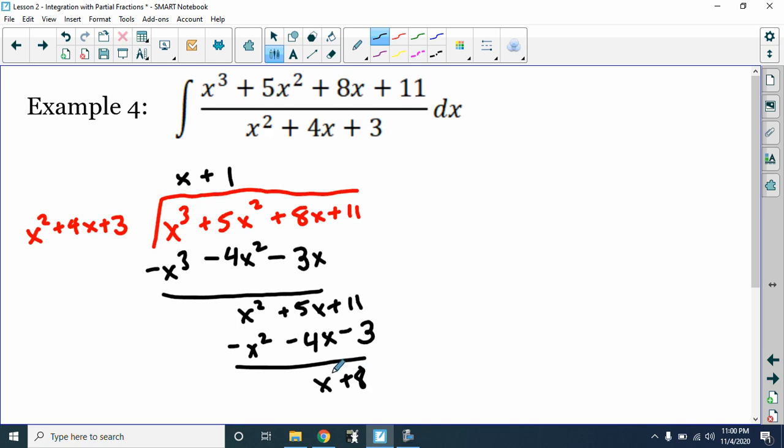My degree in the remainder here is now less than the degree of what I'm dividing by. So we are finished with the long division part of it. So this is the same thing as x plus 1 plus my remainder over what I divided by.